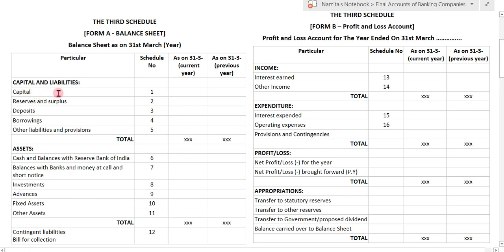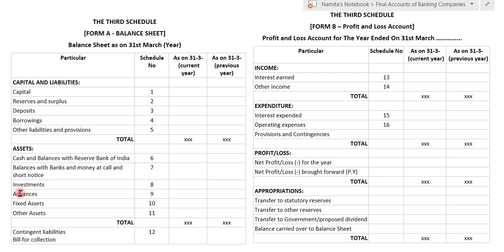After capital and liabilities, next is assets. Now in assets, there are 6 schedules in total, that means schedule number 6 to schedule number 11 belong to assets of the banking company. So first is cash and balances with Reserve Bank of India, schedule number 6, and whatever the total of schedule number 6 is, you will write it in the current year column.